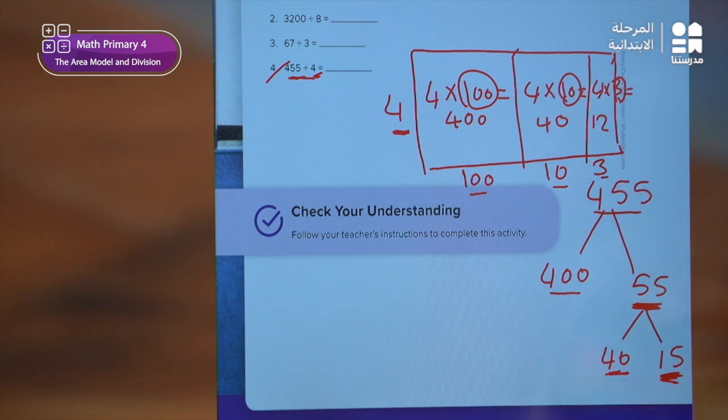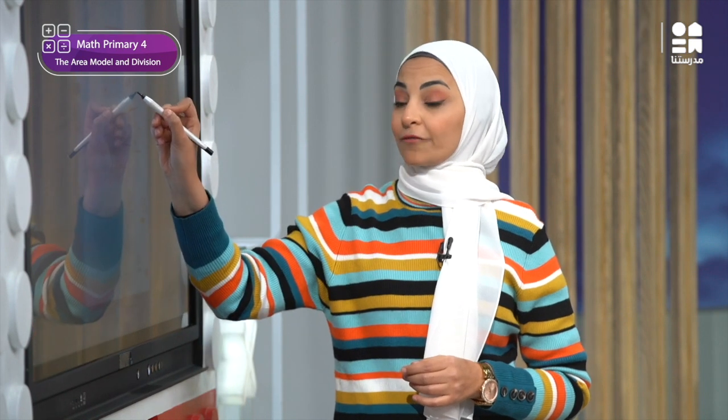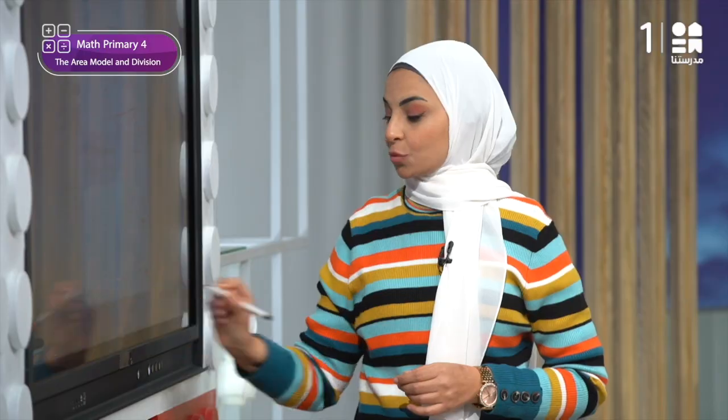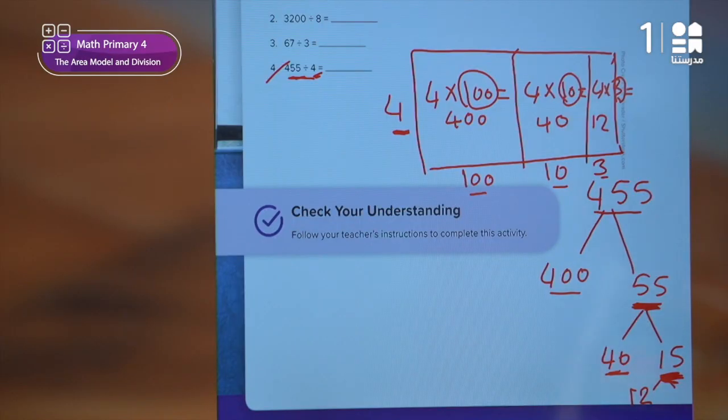So did I finish? No, I didn't finish yet. Don't forget to subtract the 12 from the 15. The number I have is 15 and not 12. So I will still do 15 minus 12. So, how many left? Yes, I have number 3 left. So here I have remainder 3.